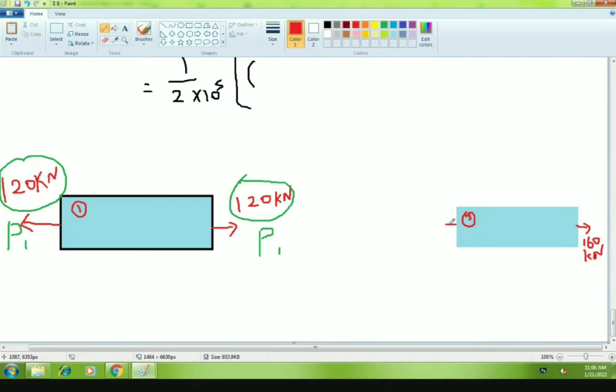Left hand side also 160. So what is the name of the force? P3. Am I correct? Third component. Now shall I call it P3? Yes, sir. So P3 also we know. Now we have only one problem at the time of the second component.